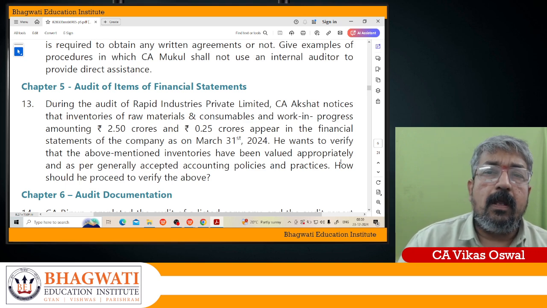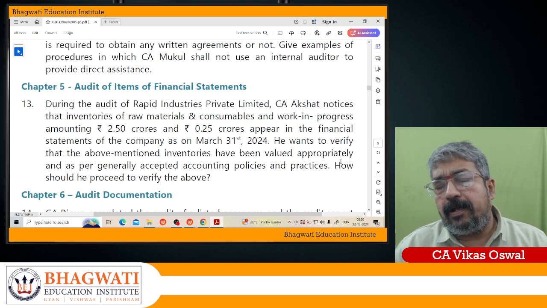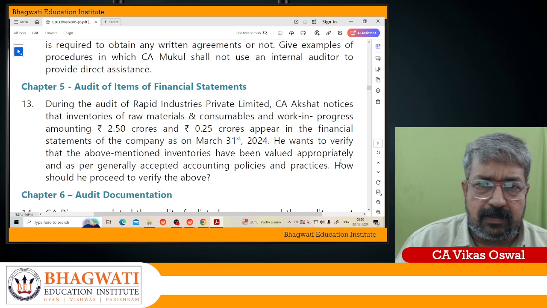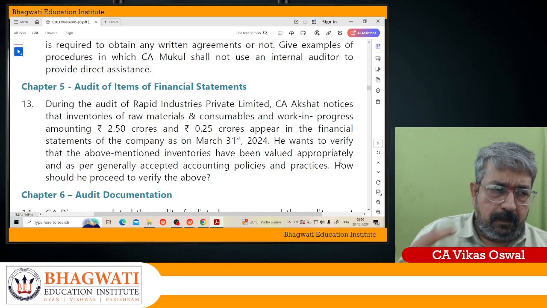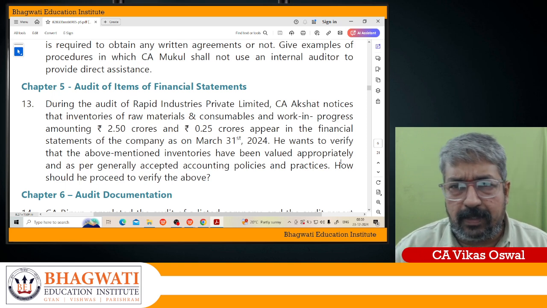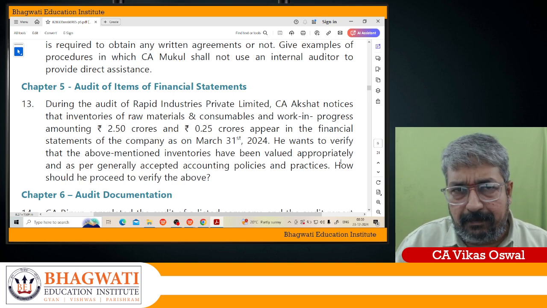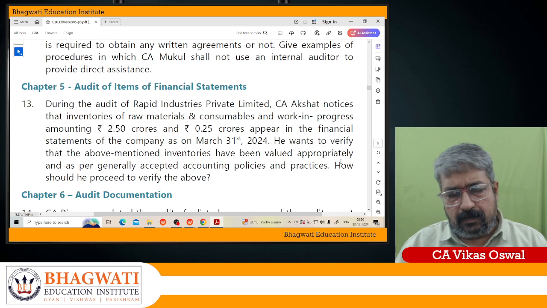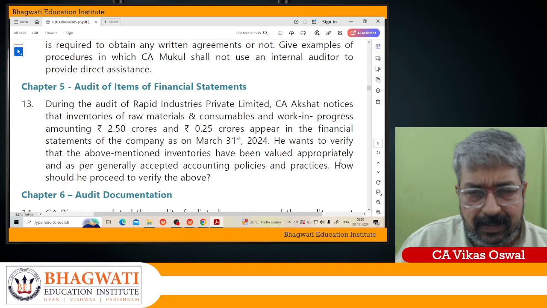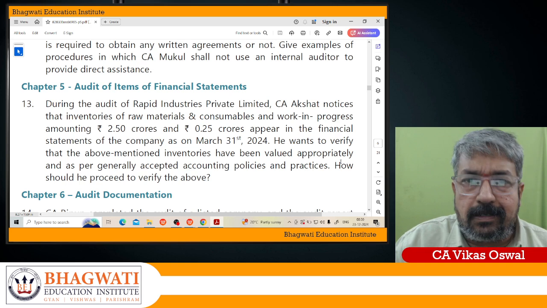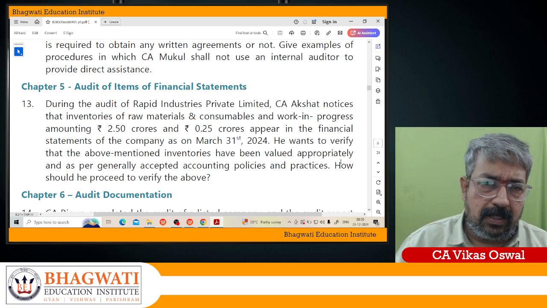And how do they value the obsolete inventory and damaged inventory which you observe during the physical inventory counting? That has to be taken based on the net realizable value. Suppose the inventory is damaged, you will not get the same price. So what is the price you get for the damaged value? That needs to be considered.